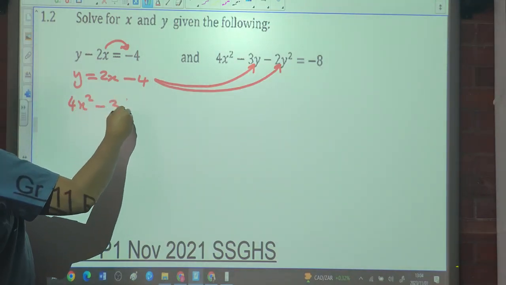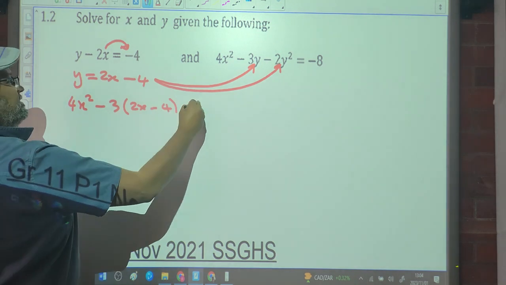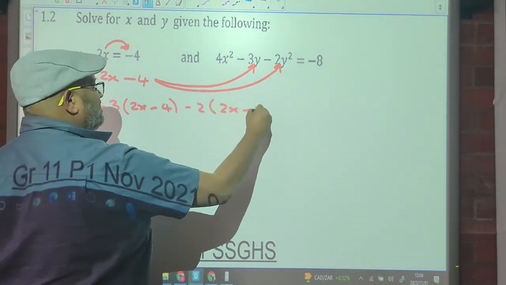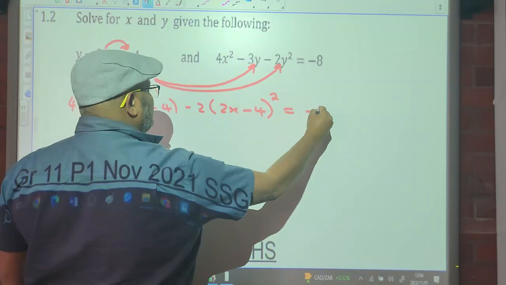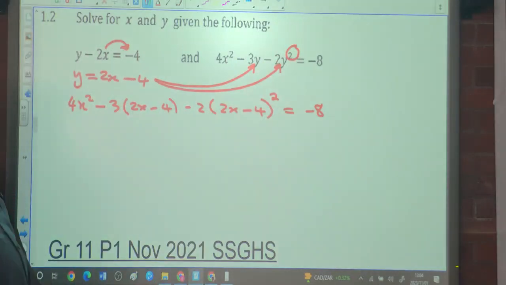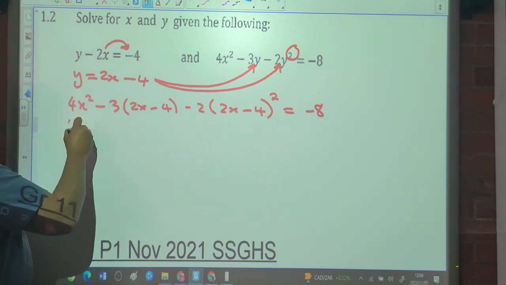So what do we have? 4x squared minus 3 into 2x minus 4, minus 2 into 2x minus 4 squared equals negative 8. As you can see, this is squared. Okay, so now it's just a matter of tidying up a bit.